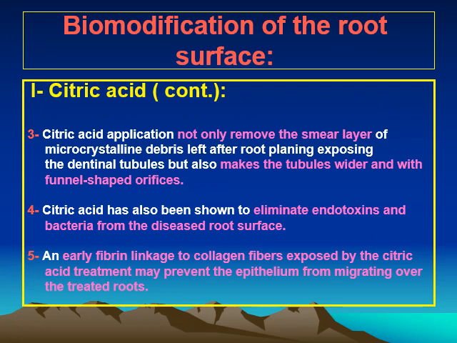Number 3, the citric acid application not only removes the smear layer of microcrystalline debris left after root planing, exposing the dentinal tubules, but also makes the tubules wider and with funnel-shaped orifices to facilitate reattachment. Number 4, the citric acid has also been shown to eliminate endotoxins and bacteria from the diseased root surface. An early fibrin linkage to collagen fibers exposed by the citric acid treatment may prevent the epithelium from migrating over the treated roots.